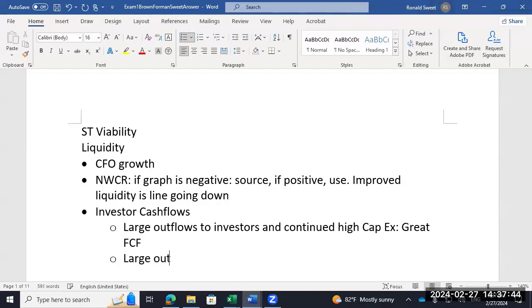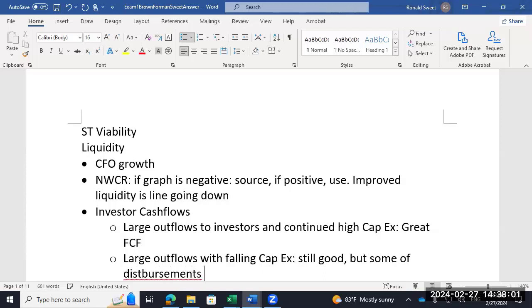Large outflows with falling CapEx, still good, but some of the disbursements are lowered reinvesting in the firm. So it's not horrible, but you're not as sure because they're sending a lot of money to investors, but also cutting back on their reinvestments. So maybe they're producing free cash flow, but it's maybe not as strong as the disbursements look.